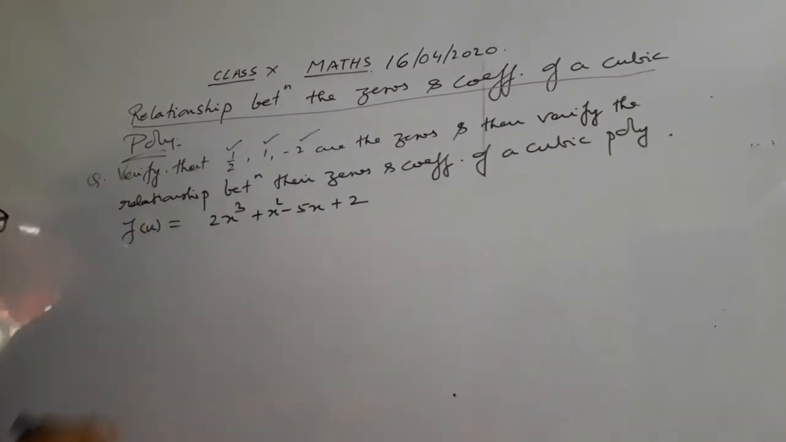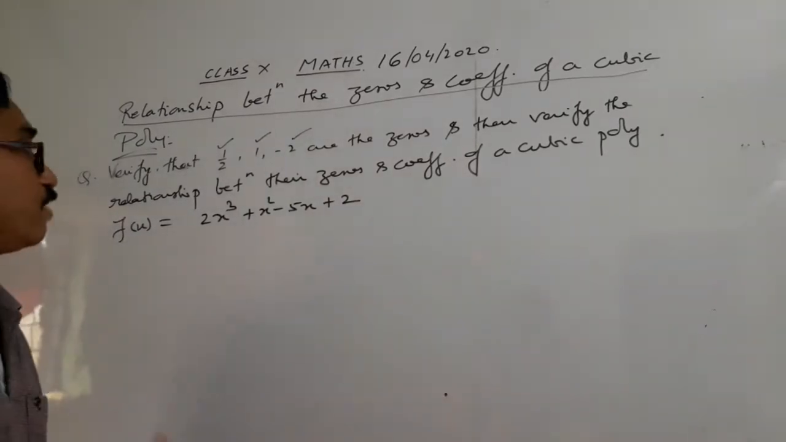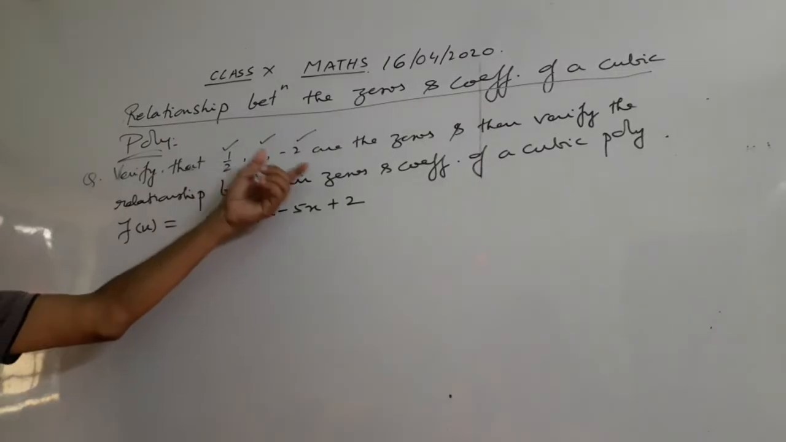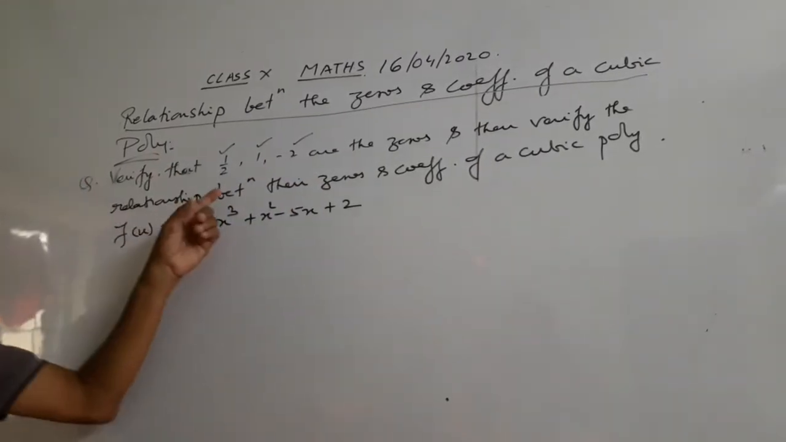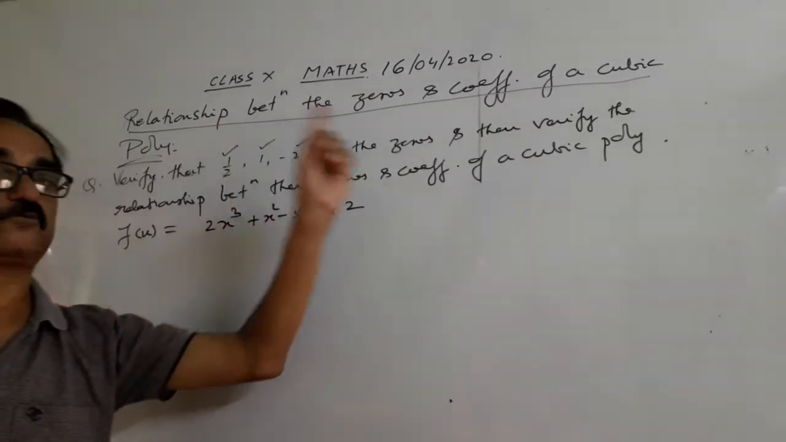As in the previous class, the 9th class, you might have studied that when we find the value of a polynomial at 1 by 2, 1 and minus 2, if they are the zeros or roots, the value of the polynomial will be equal to 0.